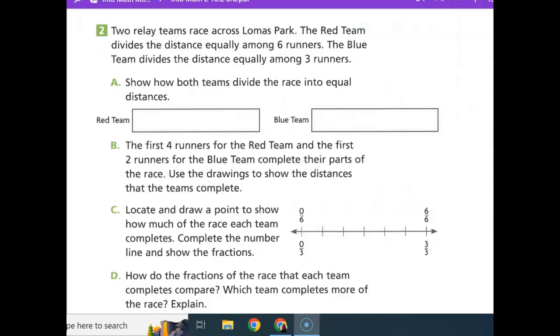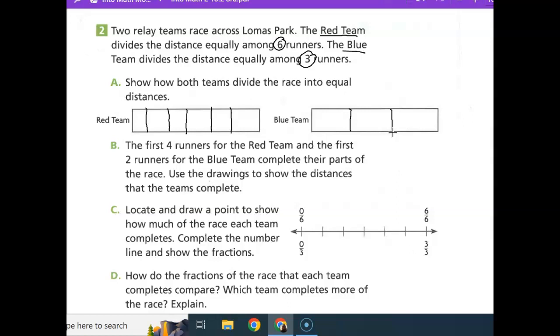So the red team divides it among 6 runners, and the blue team divides it among 3 runners. So the red team, we're going to divide that into 6 parts. I always like to do my thirds first. It's just much easier. And the blue team is going to divide it between 3 runners. So I have 1 that's in 6. Each part is 1/6, and 1 that is in 1/3.